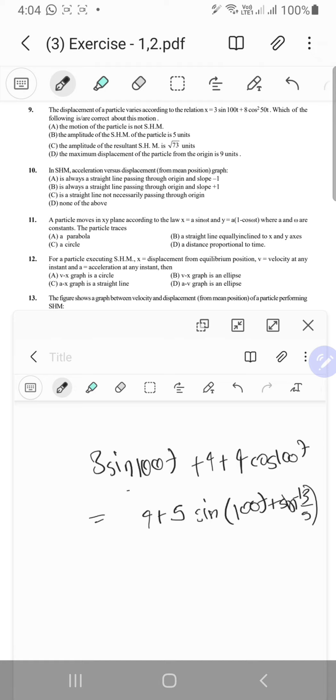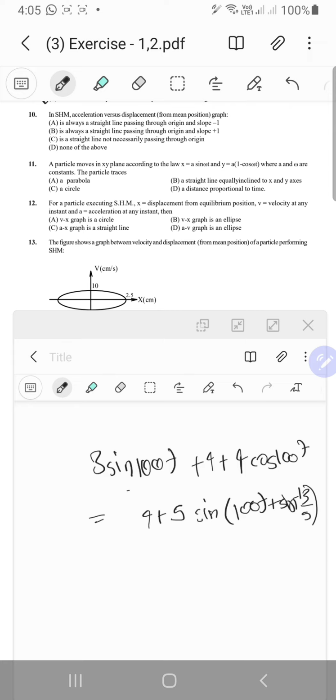Correct about motion of particle: it is not a SHM. This is the displacement of the particle, right? So that means x minus 4. Well, I mean it is an SHM, but about the point x equals 4. So we want the correct statement. The amplitude of SHM of the particle is 5 units. Yes, it is. The amplitude of the resultant SHM is square root of 73. What? No, no, no. How? That doesn't make sense. The maximum displacement of a particle from the origin is 9. Yes, it is.